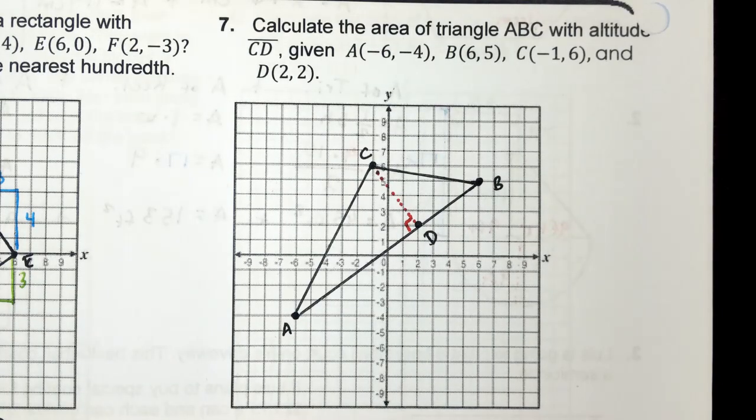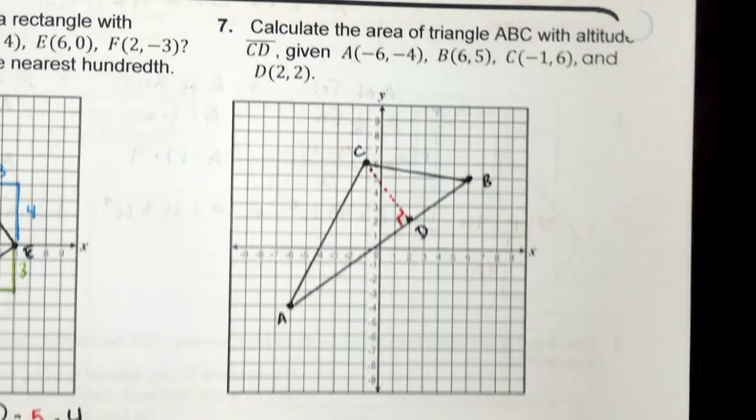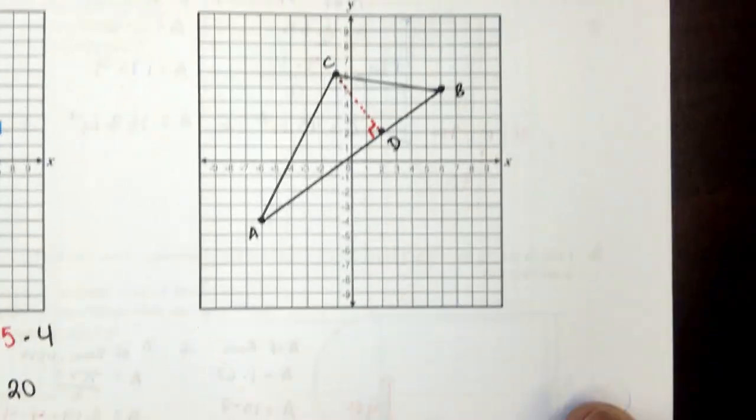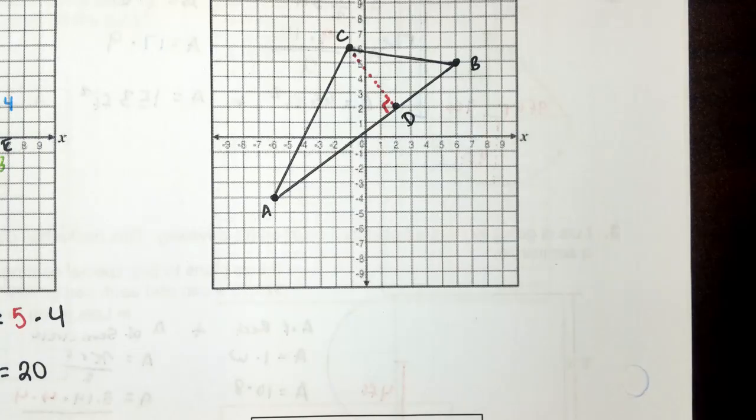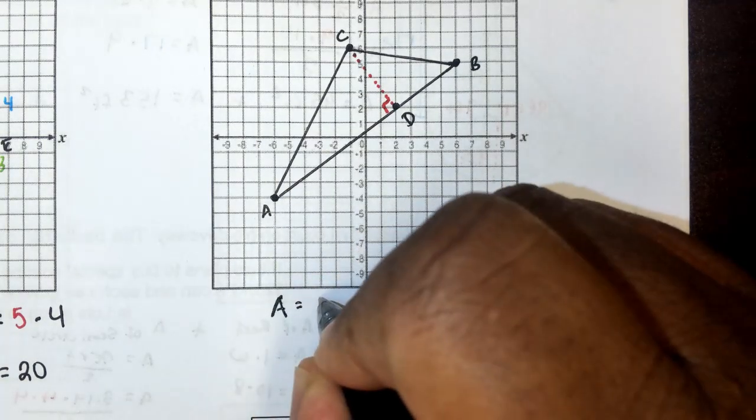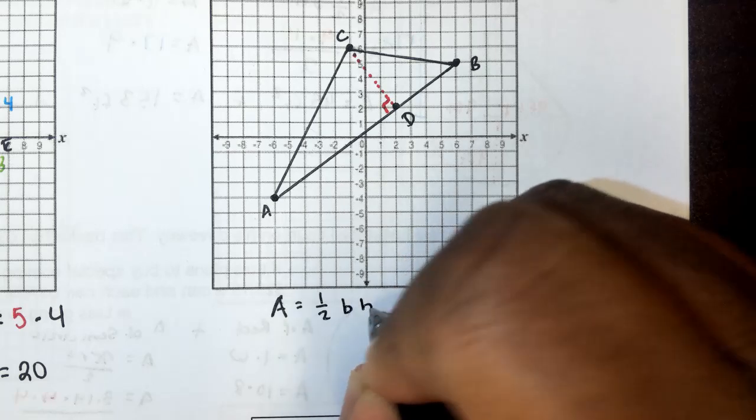On this one, they wanted us to do the area of this triangle. It's on the graph, but we still can do area. I'll remind you again, the area formula equals 1/2 base times height.